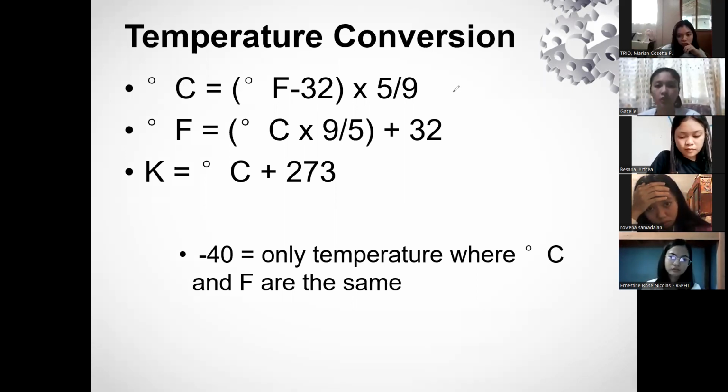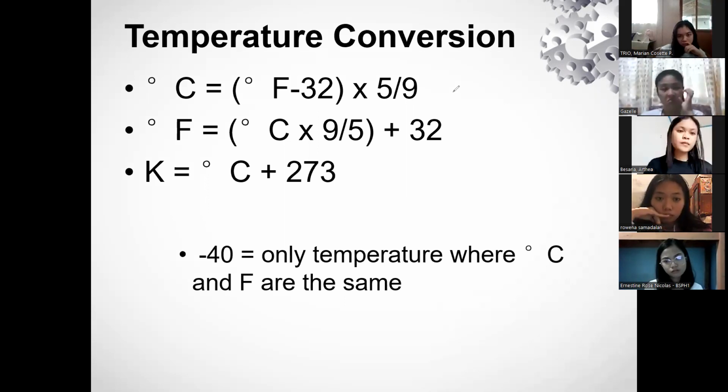Sige. So ito yung ating formula. Pagbaliktad, degree Fahrenheit is equal to degree Celsius times 9 over 5 plus 32. Pero I actually don't use this formula. Kaya hangtod karon naglibog gihapon ko sa 5 over 9 o sa 9 over 5. Lisod jud kog memorize ana. So I'm using this formula, class.